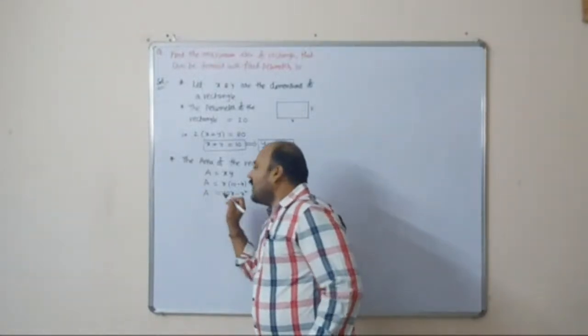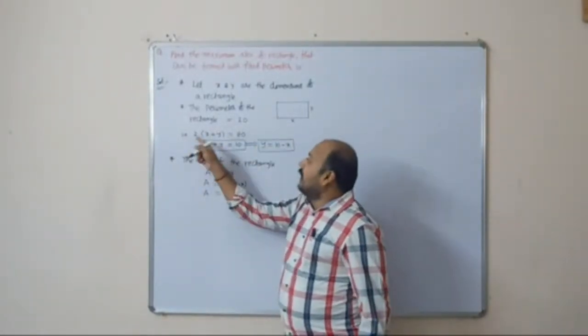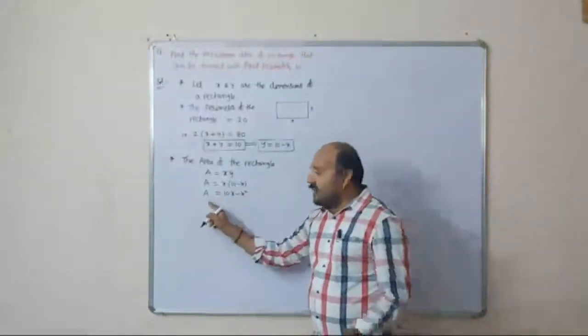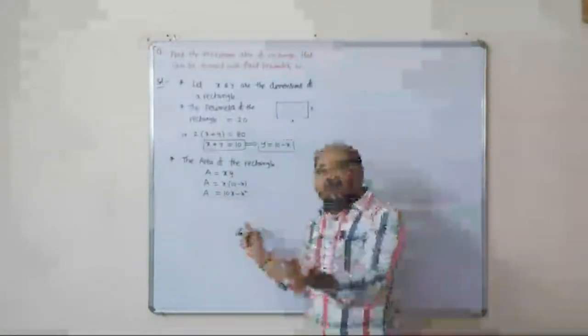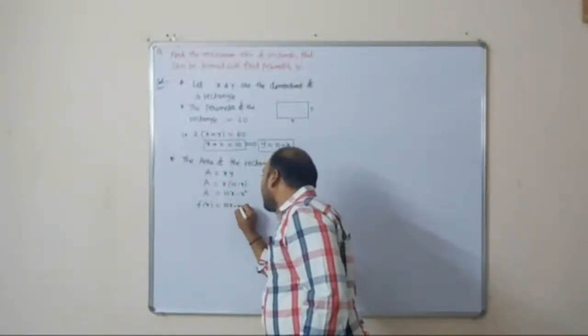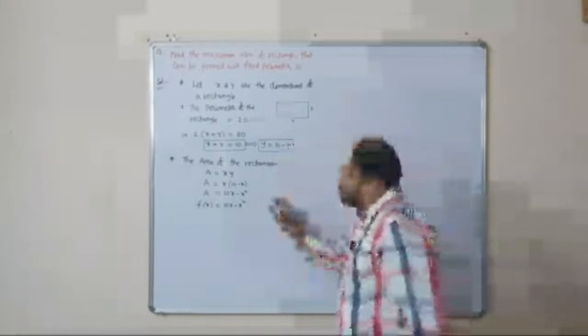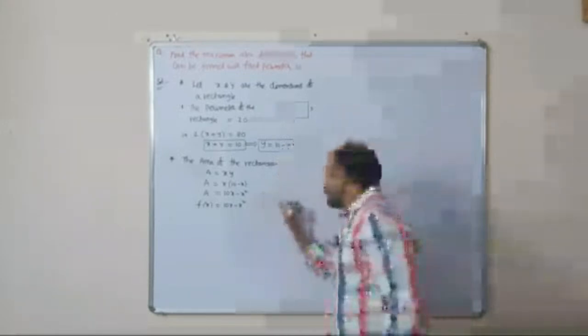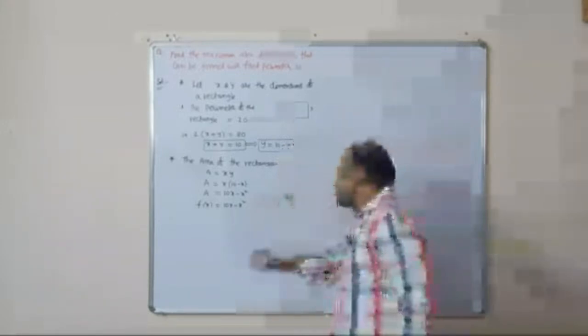So A is what? Area of the rectangle. Area of the rectangle in terms of x is there. So I can assume that this is f of x. So f of x is equal to 10x minus x square, since I am assuming that the area of the rectangle is A equal to f of x.